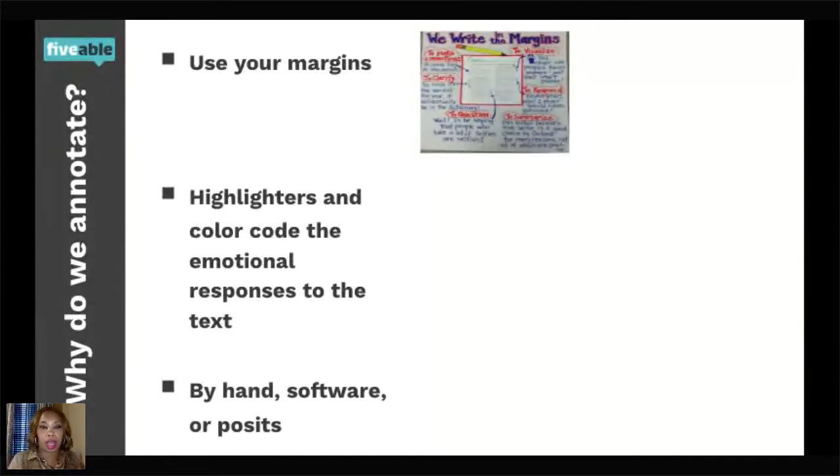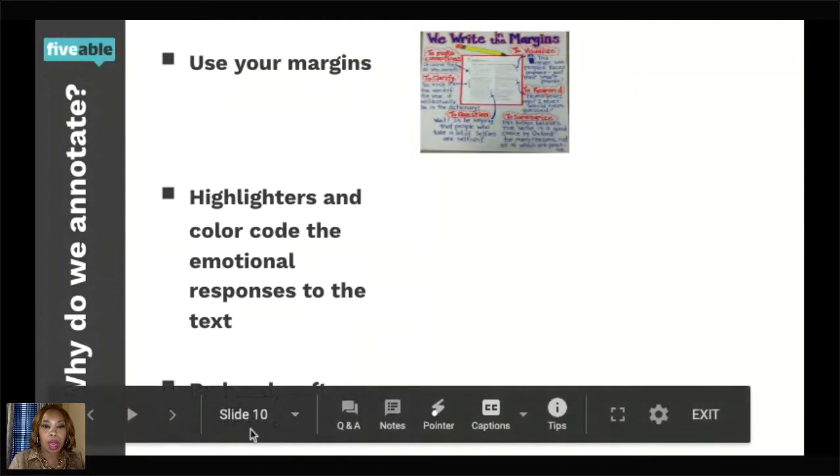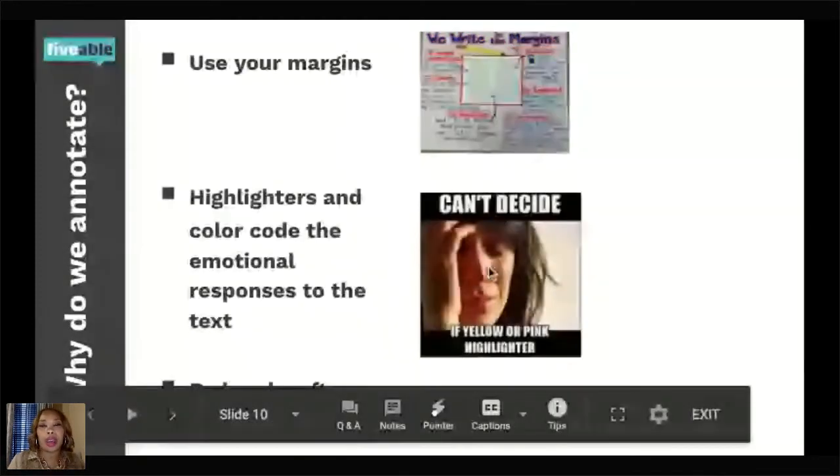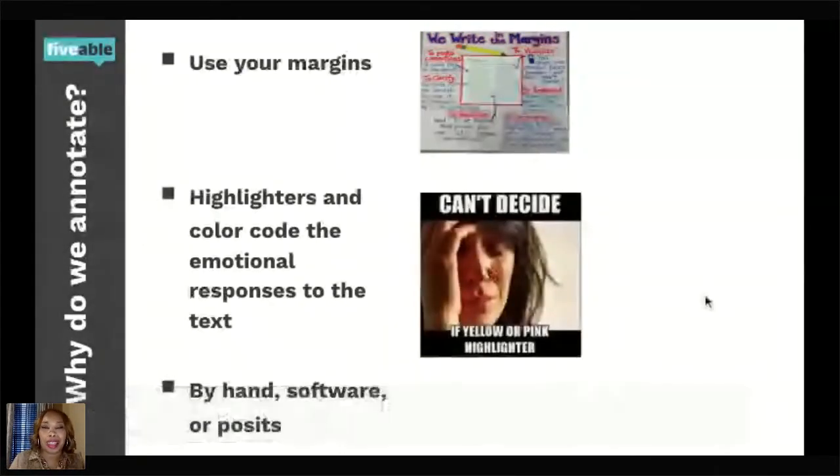Okay, highlighters, color coding, an emotional response to the text. So I have mixed feelings about color highlighting. I've told students highlighting only shows me that you know how to color. What are you doing with the color? So always, if you highlight, just use a mix of highlighting and writing on the text. Because you don't want to get in the habit of highlighting and color coding, and then you've forgotten what you highlighted. You don't know why you highlighted, and then you have a masterpiece of minimalism because it doesn't make sense. All right, so by hand, software, Post-its.